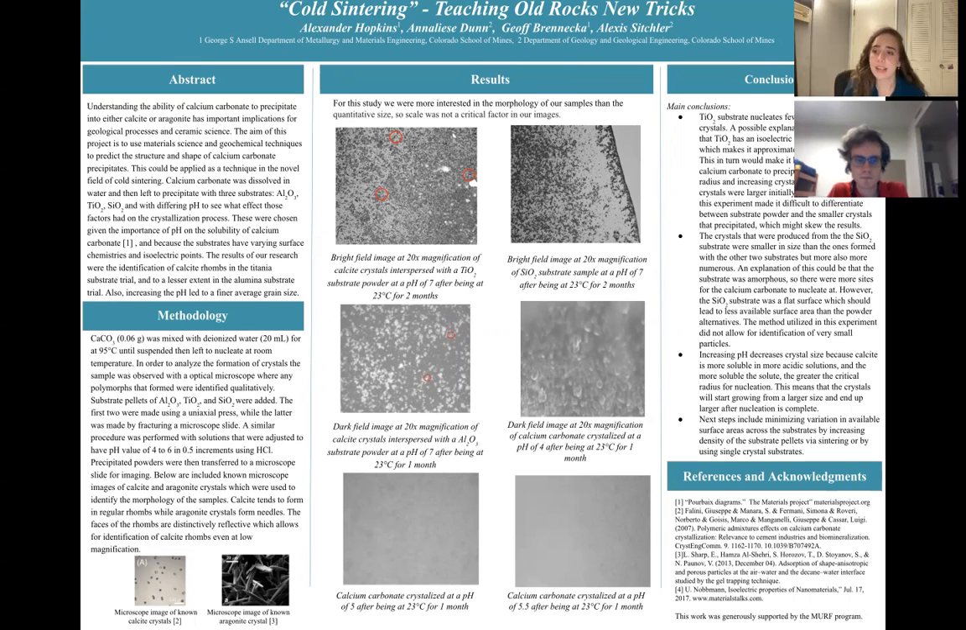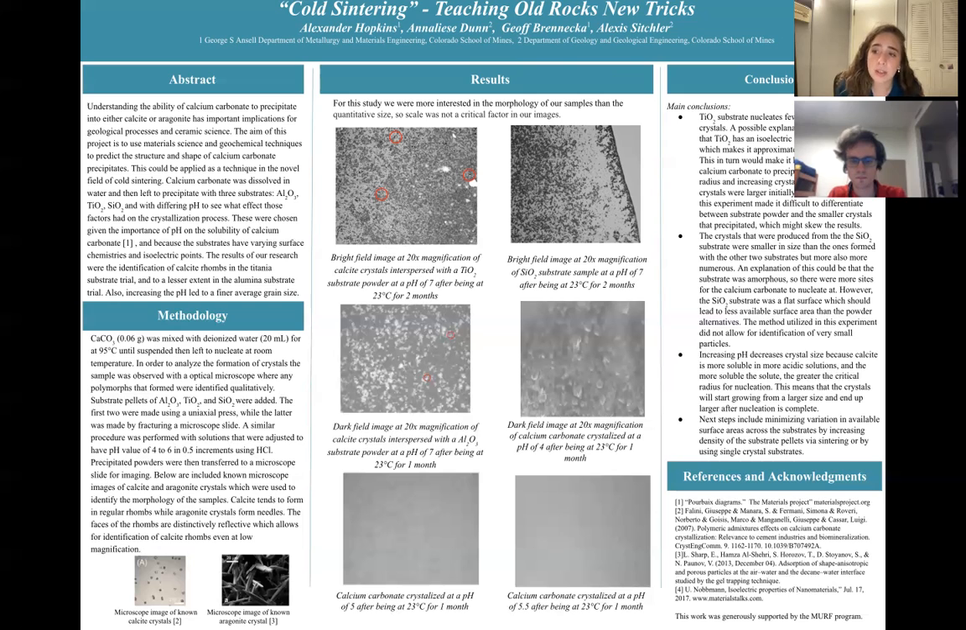For the experiment, we mixed calcium carbonate with deionized water at 95 degrees until the solution was suspended. After this, we let the solutions nucleate at room temperature, and then we analyzed the samples using an optical microscope in order to identify any polymorphs that formed during the nucleation process.